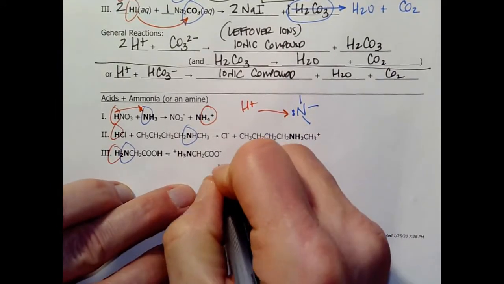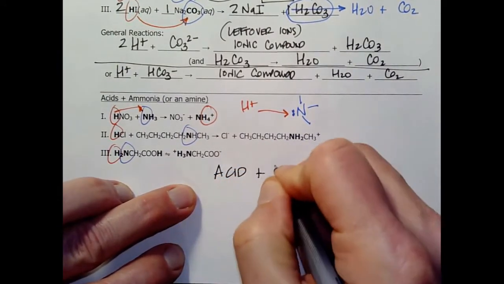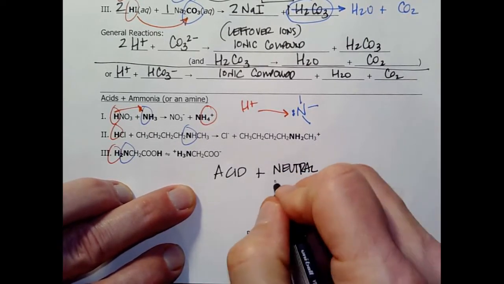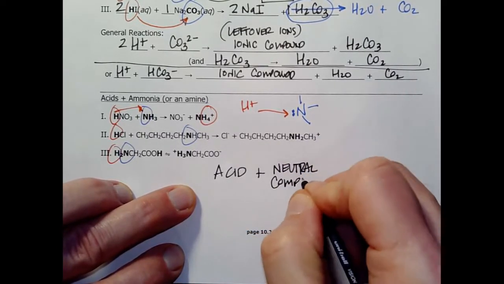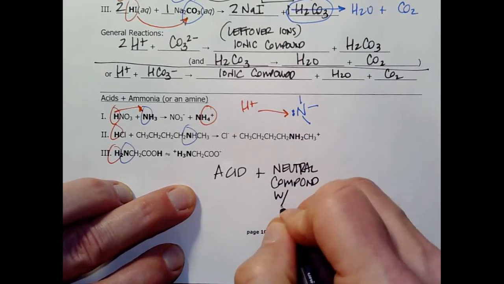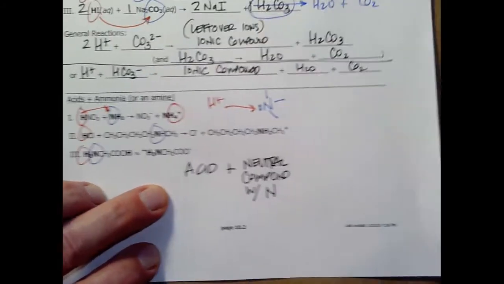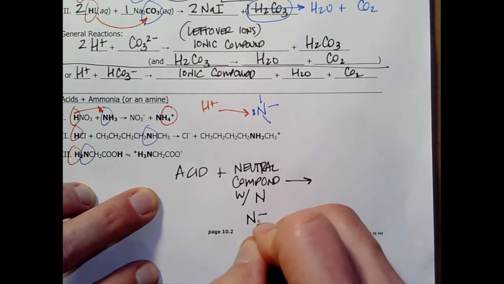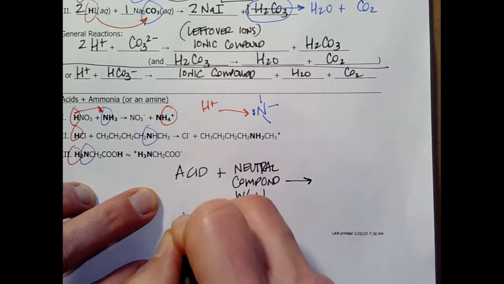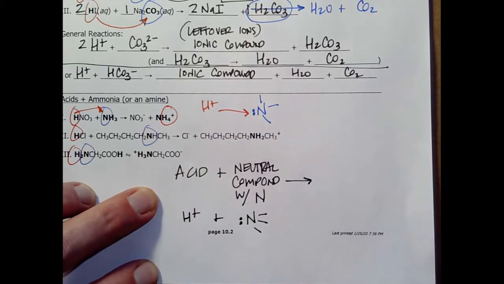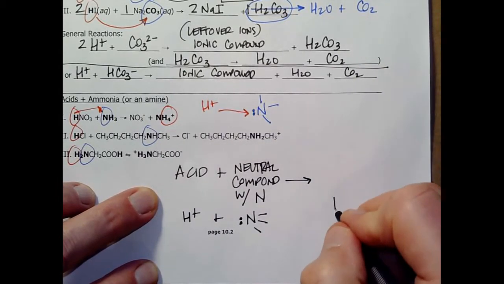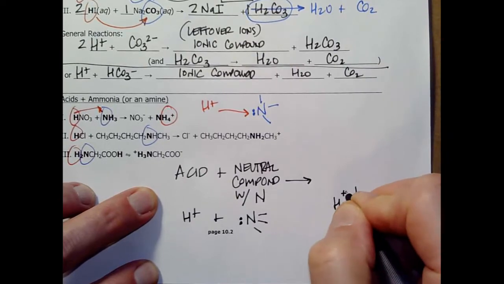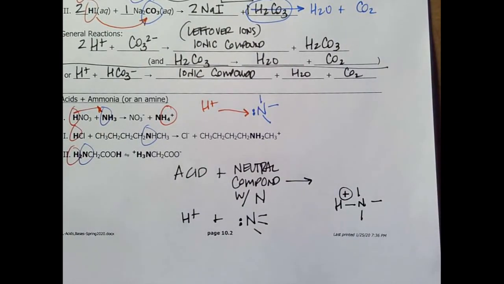if I have an acid plus a neutral compound with nitrogen, I end up with, so I'll draw this like this, H plus. I end up with H, N, N, N, N, and a plus charge there.